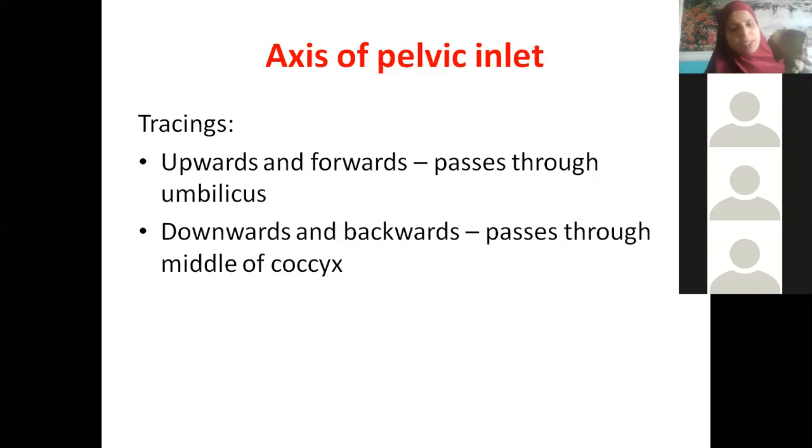Now see here, I'm trying to put an arrow like this with the help of this pen to show the angulation of this pelvic inlet. So it will be upwards and forwards above, then when it is coming downwards, it is downwards and backwards. When you are checking at the umbilicus, it will be upwards and forwards. When you are coming down till the coccyx, it is downwards and backwards. That is the angulation. When you have this pelvis in your hand, you'll be able to make it out.